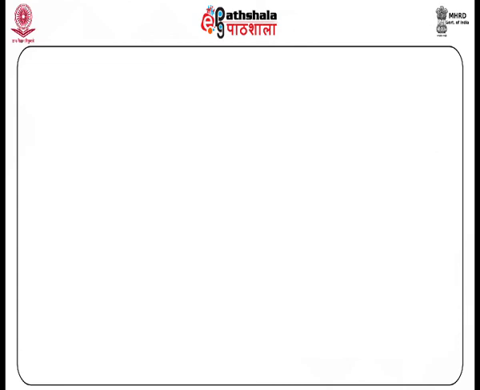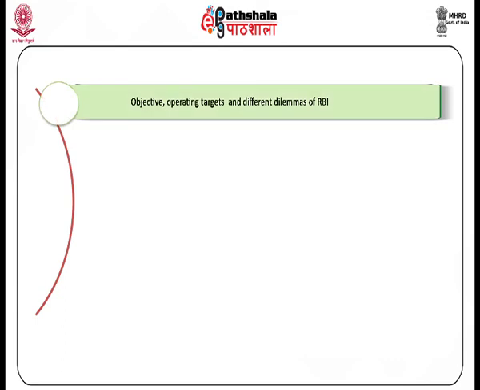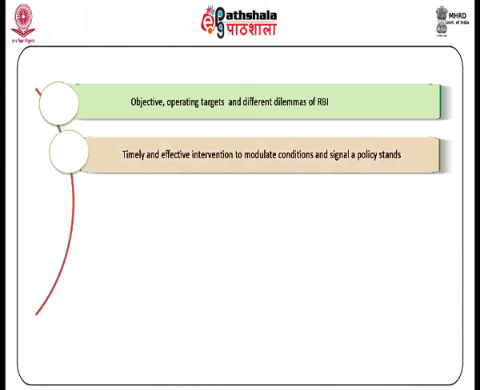In this module, we have learnt about the objectives, operating targets, and different dilemmas of the RBI. Looking at the monetary policy in the second half of the 1990s and after indicates the continuation of the prospective approach adopted in the early 1990s. The RBI has become an active player in the market, with timely and effective intervention to modulate conditions and signal a policy stand.